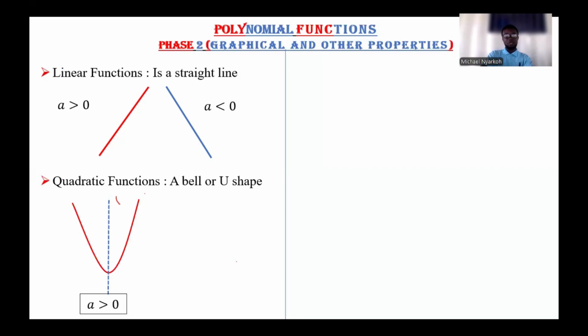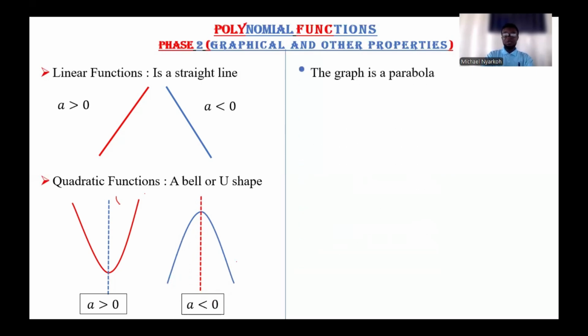Is that okay? Now, it is in this form when a is greater than 0. So it means when the coefficient of x² is positive, then the curve will become the U shape. And then when the coefficient of x² is less than 0, then we will get the bell shape. Is that okay? Now the line dividing these shapes is called a symmetric line. Now these two curves are called parabola. So if you're asked to sketch a parabola, this is the shape it takes.